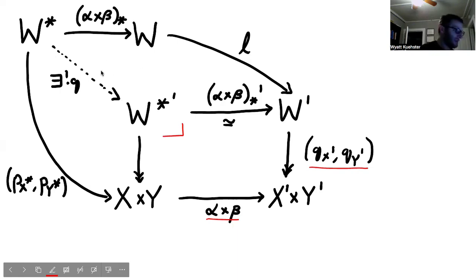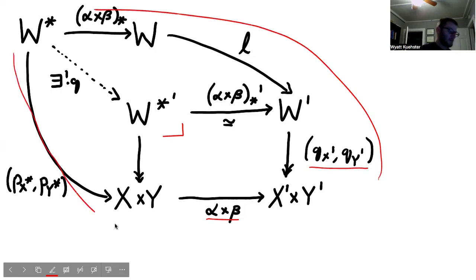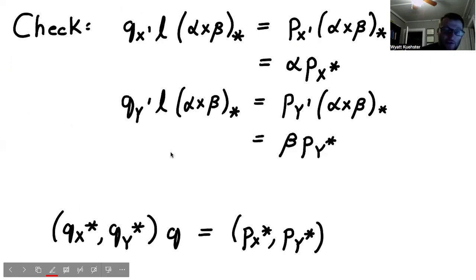Okay, so I have this pullback square. I have the lift that I constructed from W to W prime, and then I also have alpha cross beta star. And I can compose these and check that this outer path commutes, which I'll do on the next slide. And if it does, then I get a unique map from W star to W star prime, which I'll call Q, because this was a pullback square. So let's check that all that works.